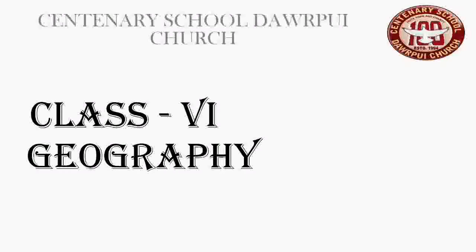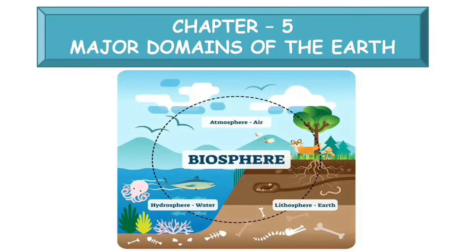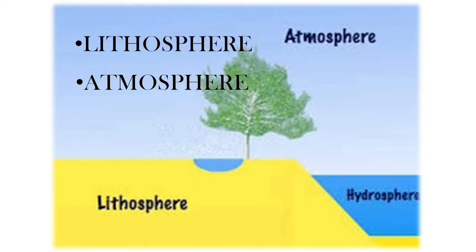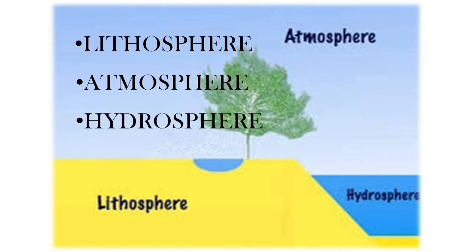Hello everyone, today we are going to study chapter number 5, Major Domains of the Earth. In this chapter, we will speak about the three main components of the environment. They are lithosphere, atmosphere, and hydrosphere.